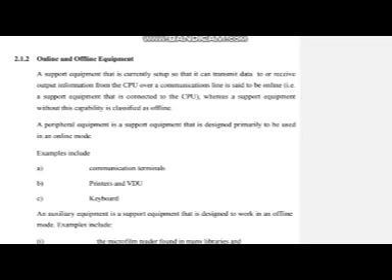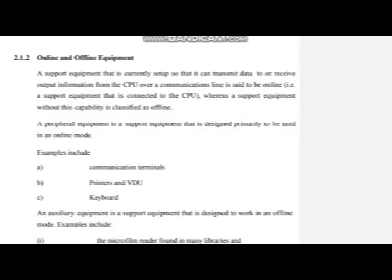So, a peripheral equipment is a support equipment that is designed primarily to be used in an online mode. Examples are your communication terminals, those are your modems or your network switches or your communication satellites. B, printer and VDU. C, keyboard.